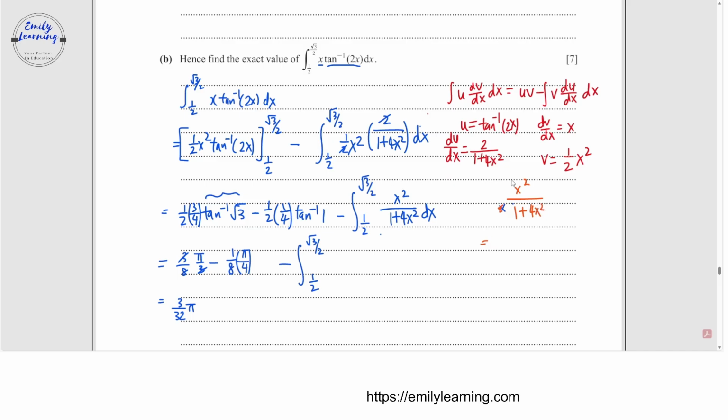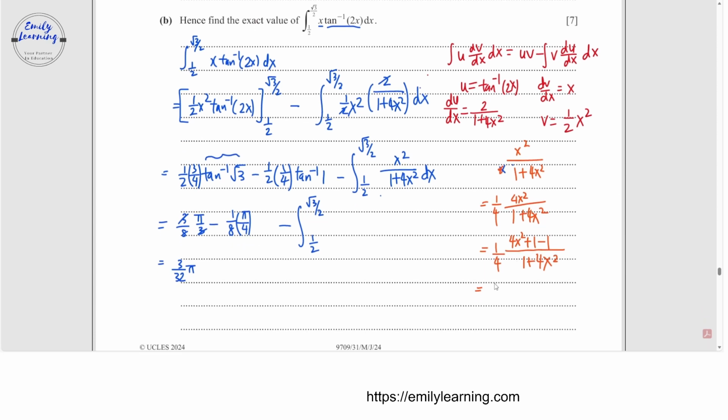Okay, so to make it proper, I need 4x squared. So if I have a 4x squared here, I need to multiply by 1/4 outside. If I were to cancel this, I'll get back x squared over 1 plus 4x squared, so the equal sign is being abided by. But I want to create a 4x squared plus 1 so that I can cancel with the denominator. So to make it still equal, I'll need to minus 1 here. Once I've done this, I will split this into two fractions.